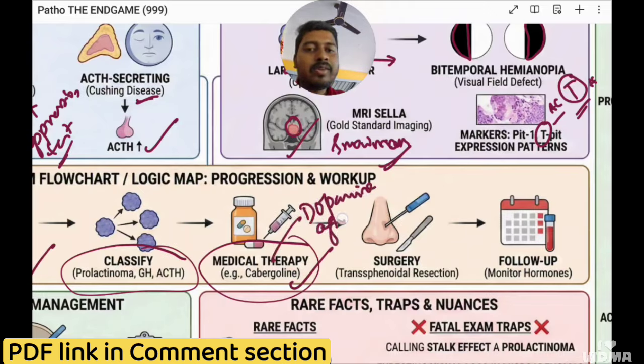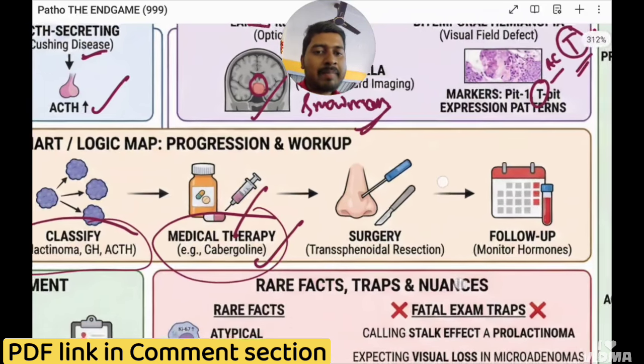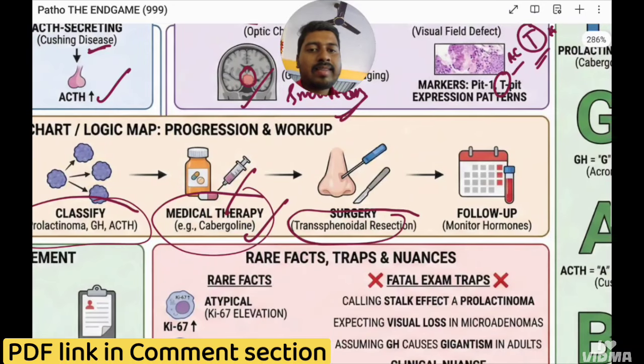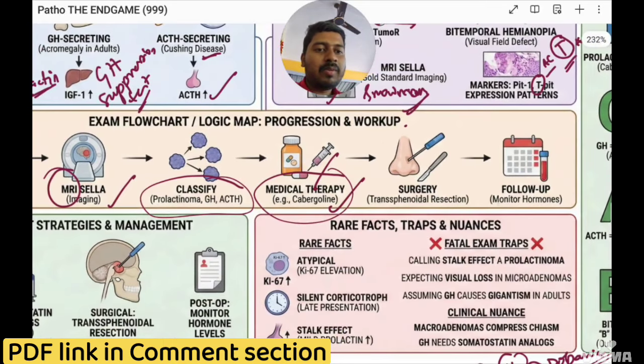So you know what dopamine does? Dopamine inhibits prolactin, okay. So it will inhibit prolactin, and this helps in prolactinoma, because prolactinoma is the most common type of pituitary adenoma. And what is the surgery? Transsphenoidal resection. We go through the nose, through the sphenoid sinus. You remember, above the nose there is a sphenoid sinus. From there we go to the pituitary. So that is called transsphenoidal resection. And then we follow up with the hormones.